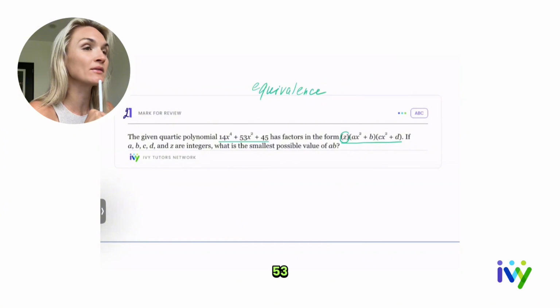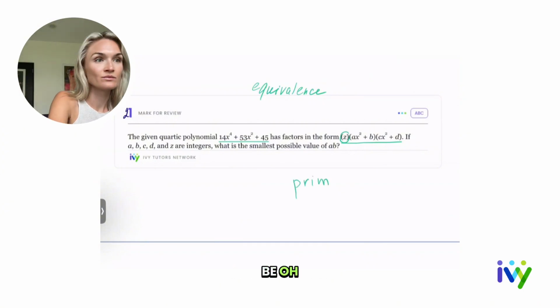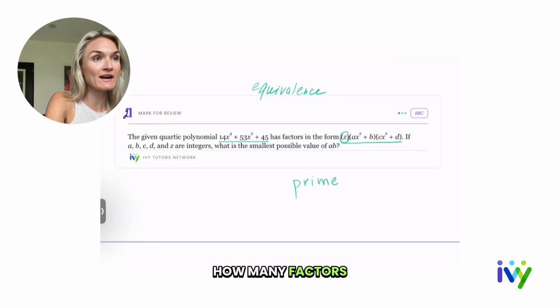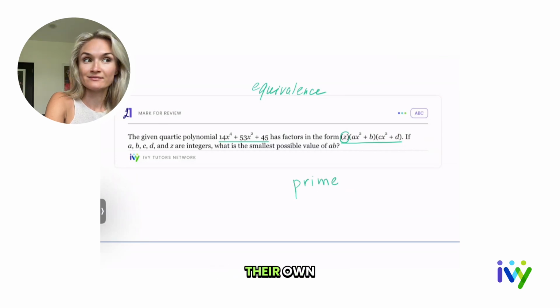And there is a clue right in front of our face in the middle. What do we know about the number 53? It happens to be a prime number. Prime. What do we know about primes? How many factors do they have? They have their own number and then 1. So they only have 2. That's it. So what is Z? 100%. Z is 1.